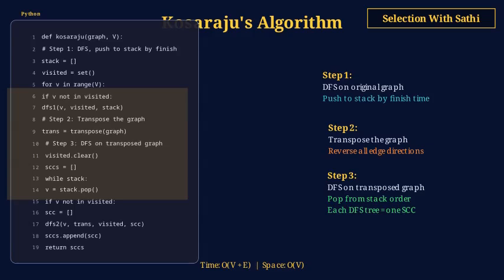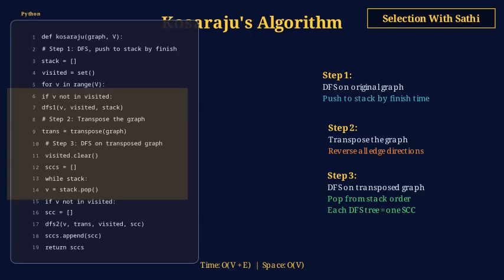Step 2. Transpose the graph. Line 8 reverses all edge directions. Step 3. Pop nodes from the stack and run DFS on the transposed graph. Lines 11 through 16, each DFS exploration from the stack gives 1 SCC.